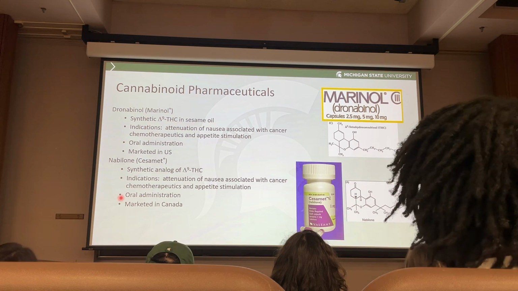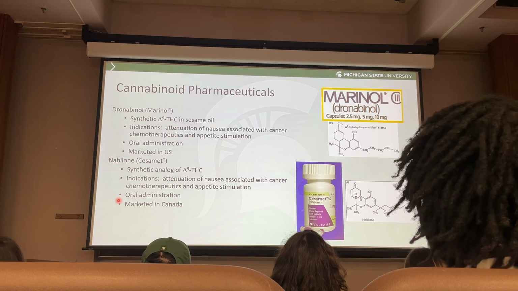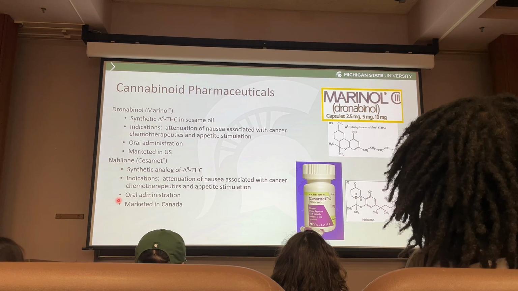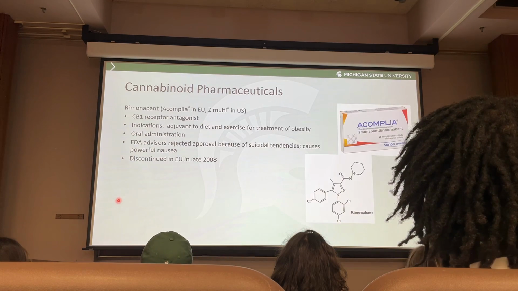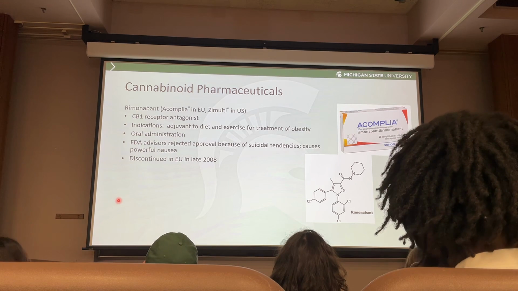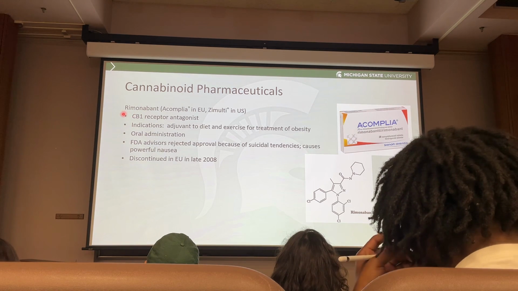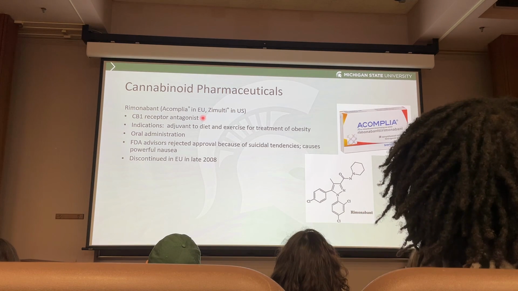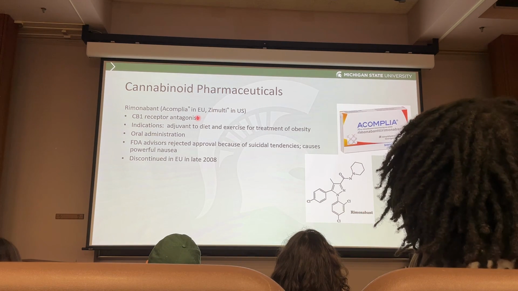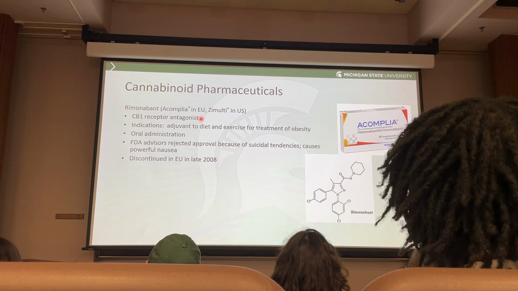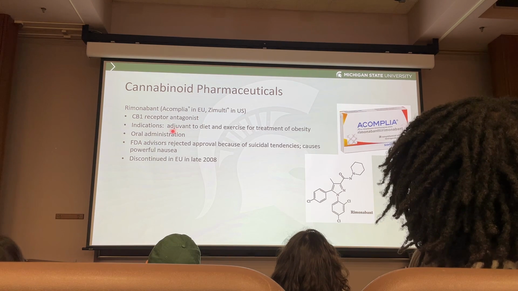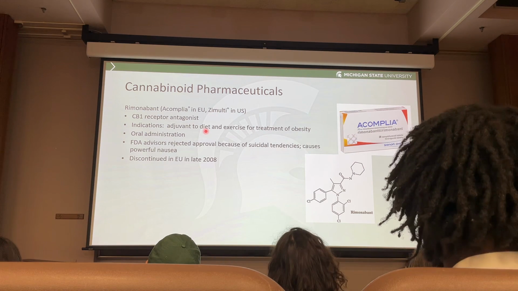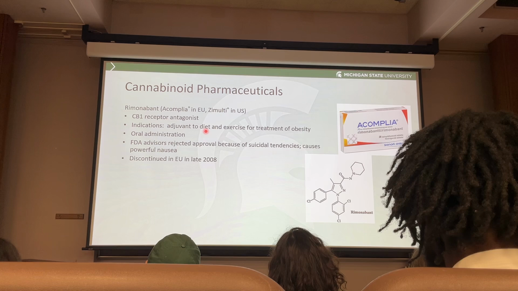Both are oral medications. I don't know if people see these much anymore, but they're still marketed. So Rimonabant. This is a CB1 receptor antagonist, and this is a really interesting one. Here's the structure of this drug here. So this is an antagonist of CB1, so it freezes that receptor. Used for complementing diet and exercise for treatment of obesity.